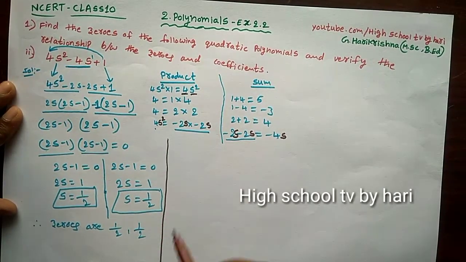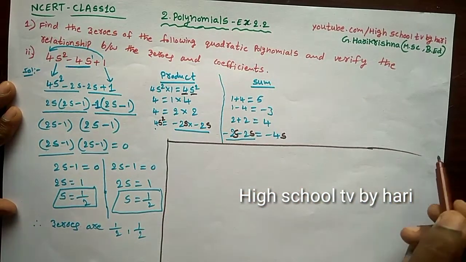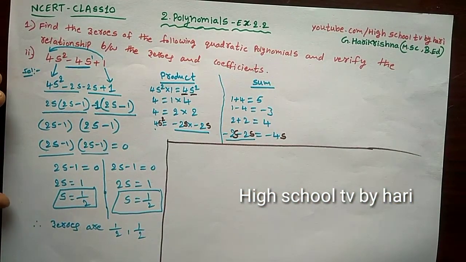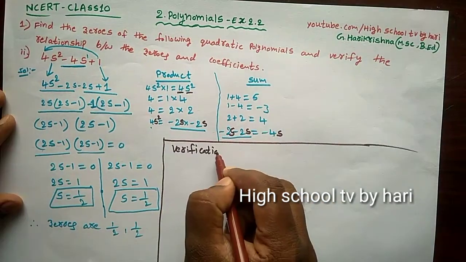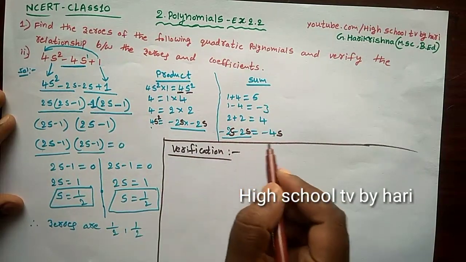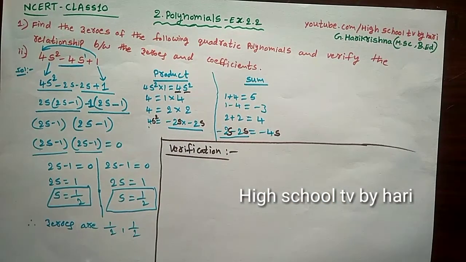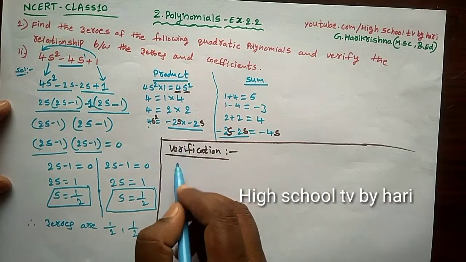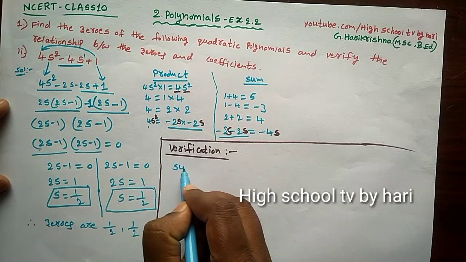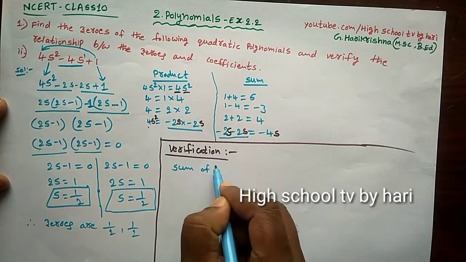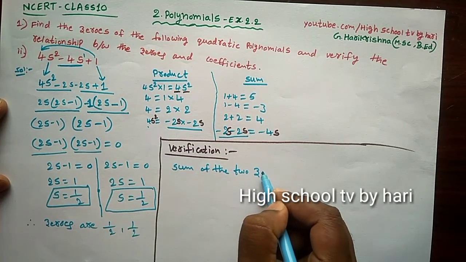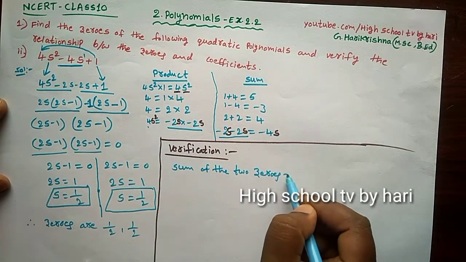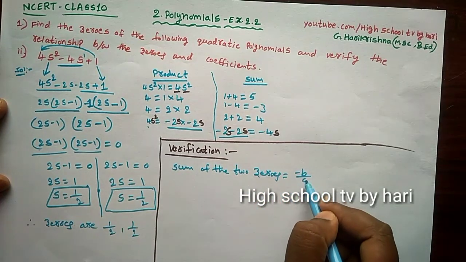Now we have to verify the relationship between the zeros and coefficients. It is rough work only; to understand easily, I wrote it here. Verification. We can verify the two relations. First one is sum of the two zeros is equal to minus b by a.